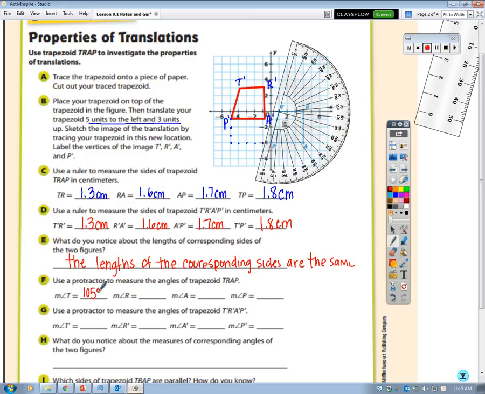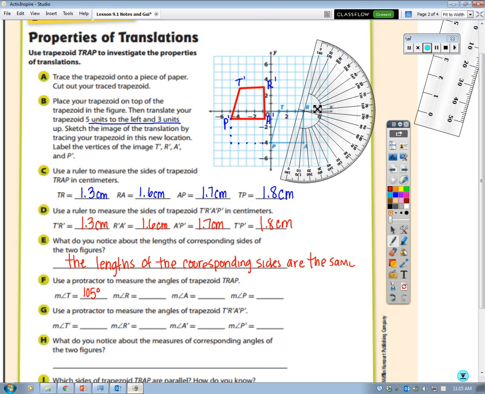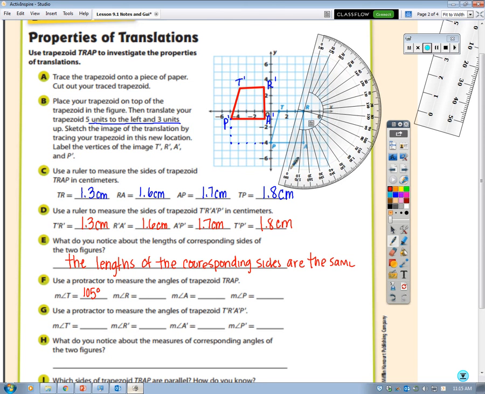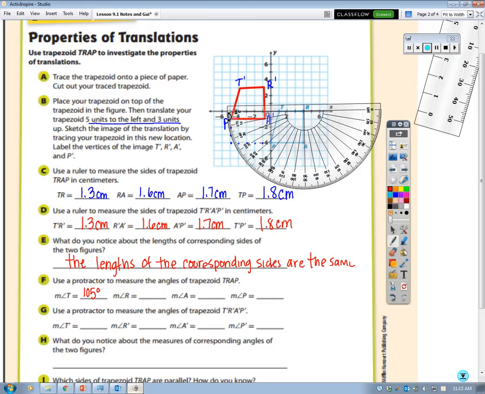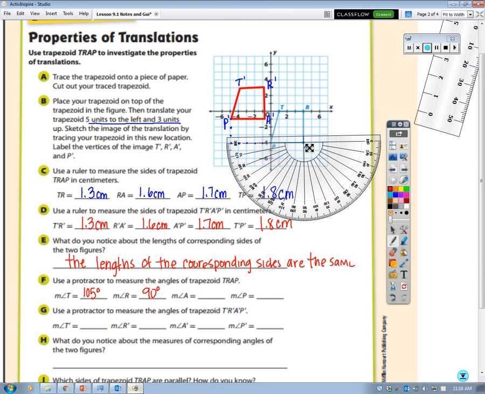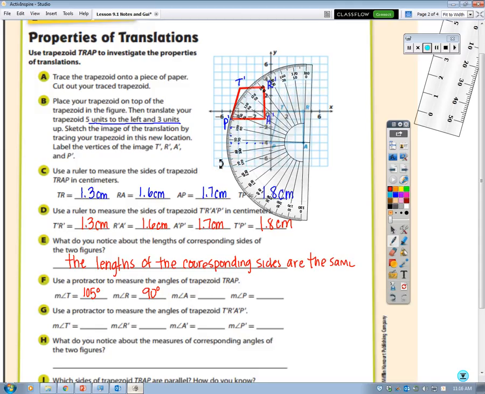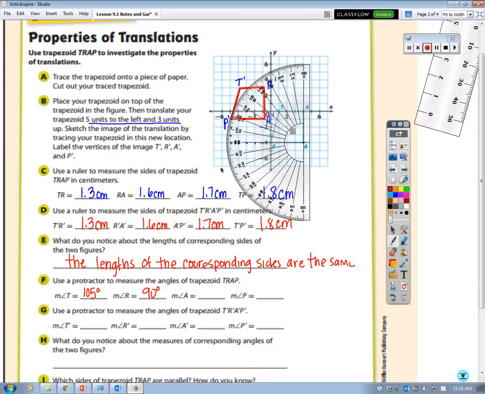Okay, I'm going to measure angle R now. So I'm going to move this over, center, line up my rays. And this is a 90-degree angle. So it's right here in this corner. That's 90 degrees. Slide it down, measure this angle, angle A, rotate my protractor around. This is another 90-degree angle. You can see it lines up there.